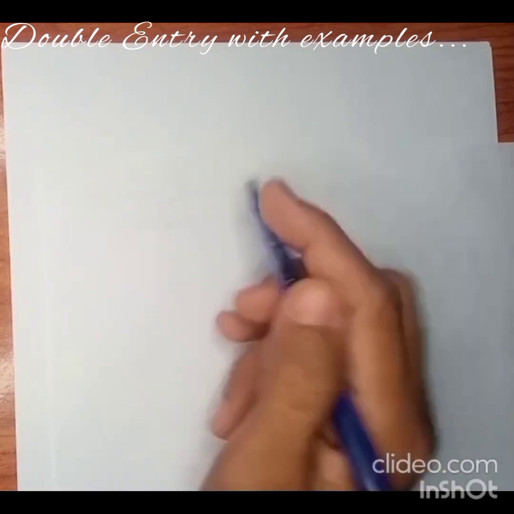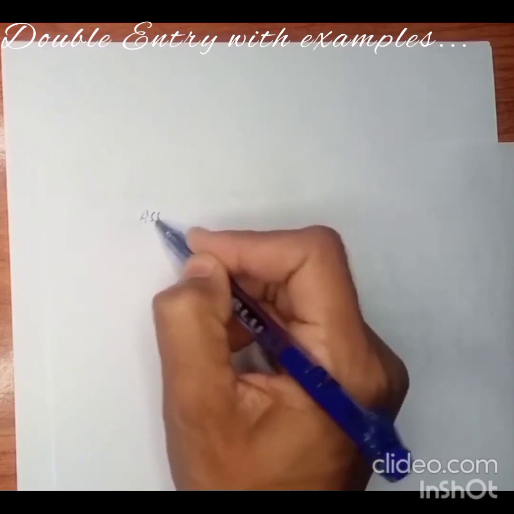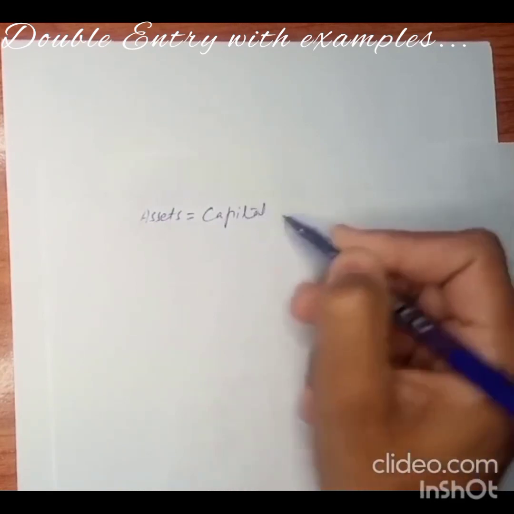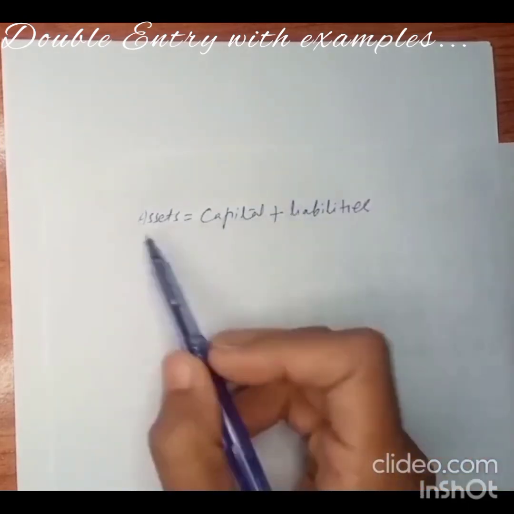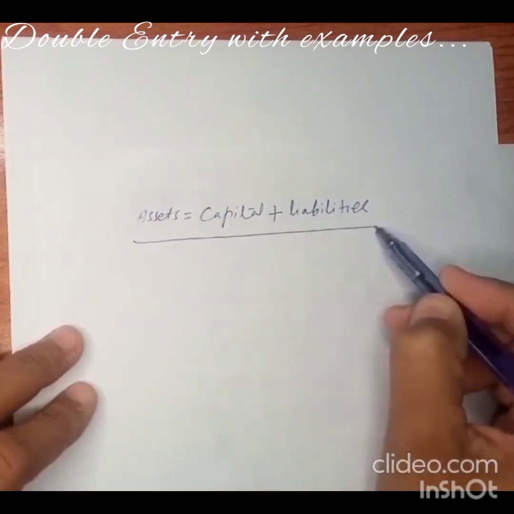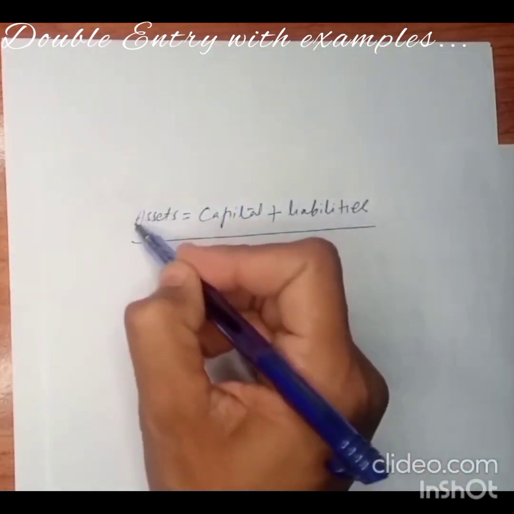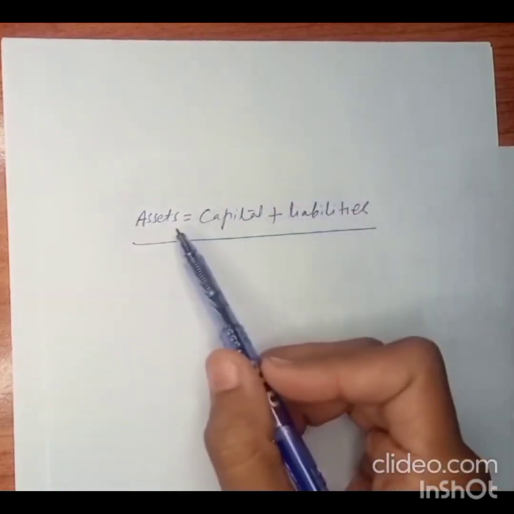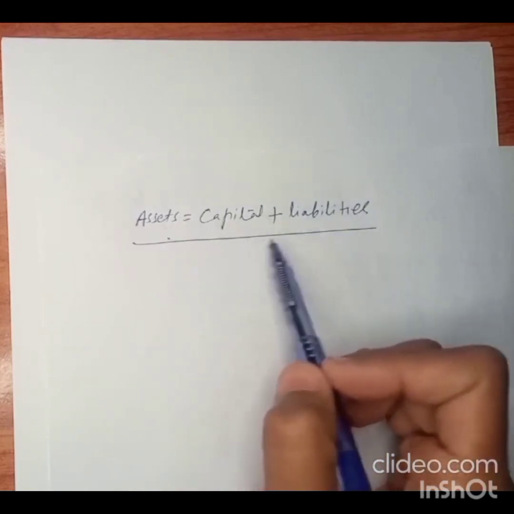Today we will start from the accounting equation, that is assets is equal to capital plus liabilities. You all know that this is the accounting equation, that is assets is equal to capital plus liabilities, and the explanation of this equation should be: it is a fact that no matter how you present the accounting equation, the total of both sides will always equal each other.